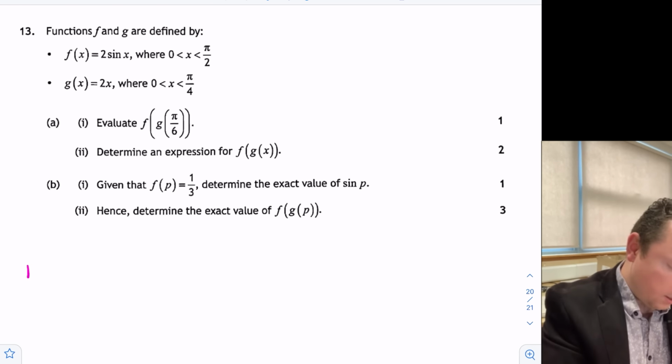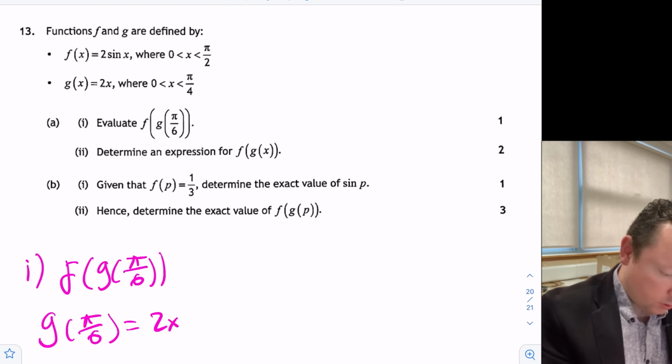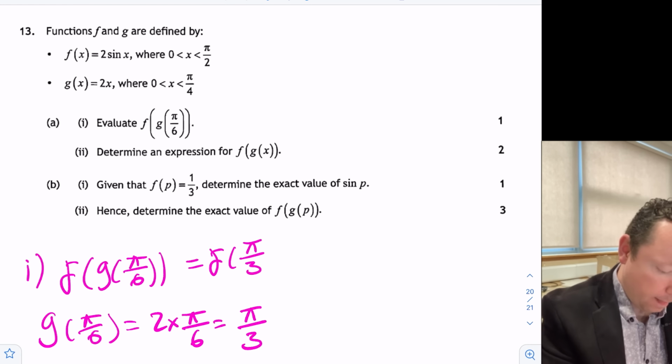So for part 1, I want f(g(π/6)). Well, g(π/6) is simply 2 times π/6, because g(x) is 2x. That is π/3. So f(g(π/6)) is just simply f(π/3). f is 2 sin x, so it's 2 times the sine of π/3.